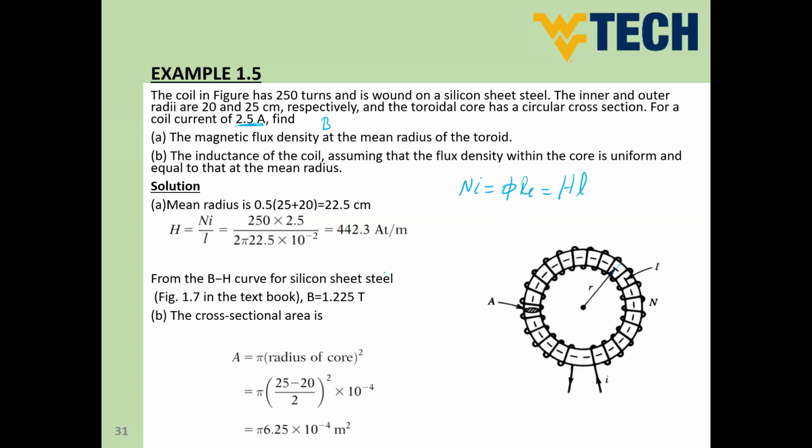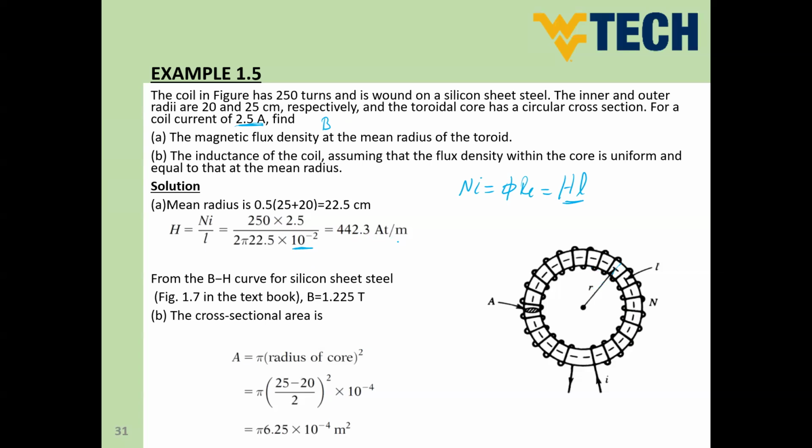So here in this example, the textbook answered this from the H and L term. He mentioned here, guys, H equals Ni divide L. N and I are given. Length can be calculated as the perimeter of the circle, which is 2 pi times the average length. And the radius of the average length, we just mentioned, is 22.5 centimeters. So he multiplies here times 10 to power minus 2 to convert this to meters. And the amount of H is 442.3 ampere turn per meter.